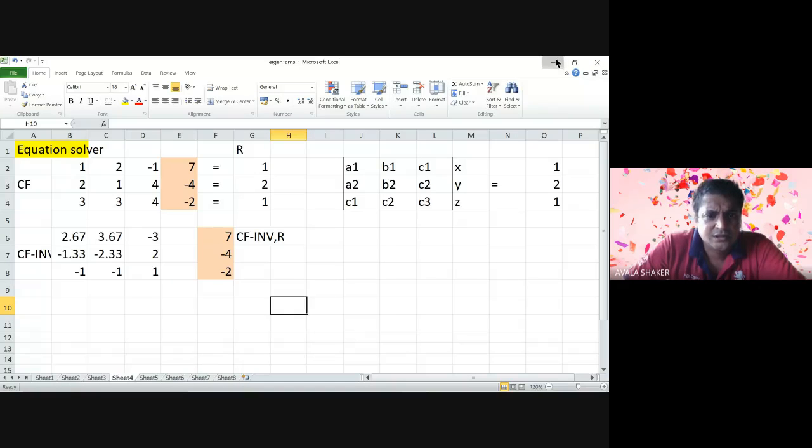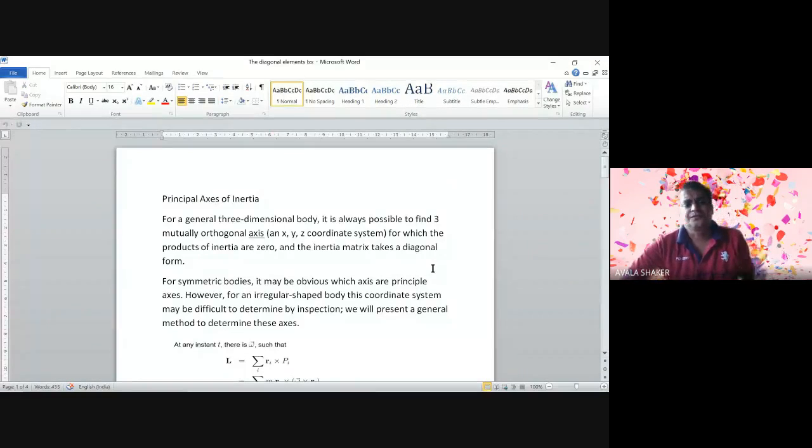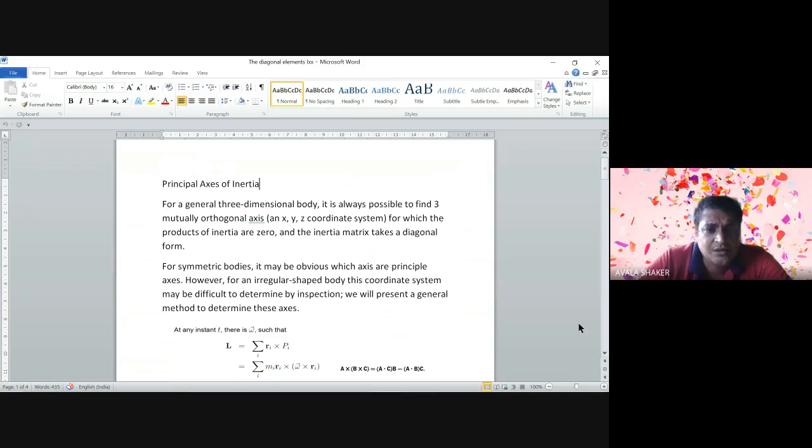So let's come to another physics problem where we will use some of these properties which we have learned. Okay, so what is the principal axis or principal axis of inertia? So it is an axis around which, okay, the product of inertia is 0.